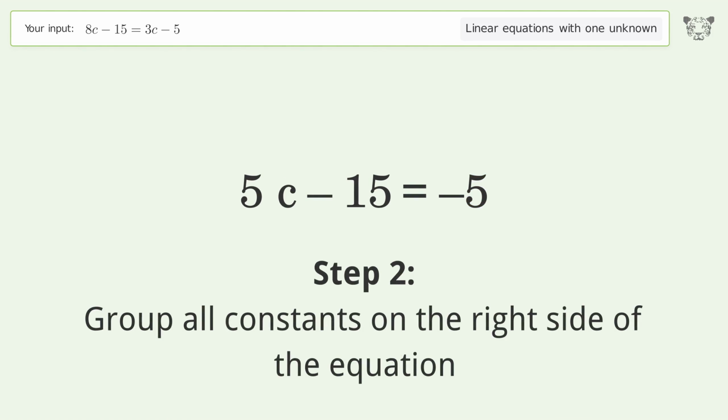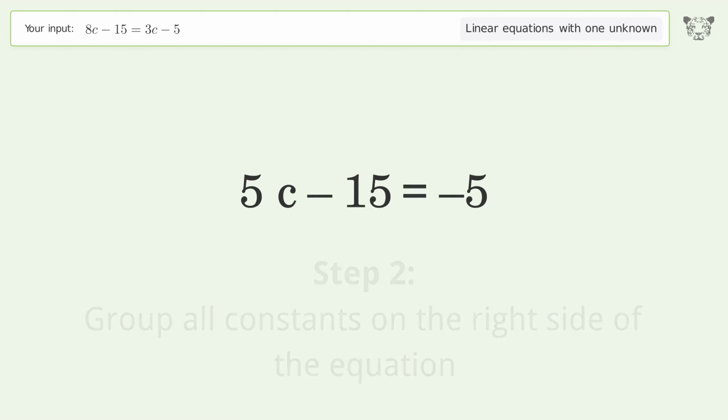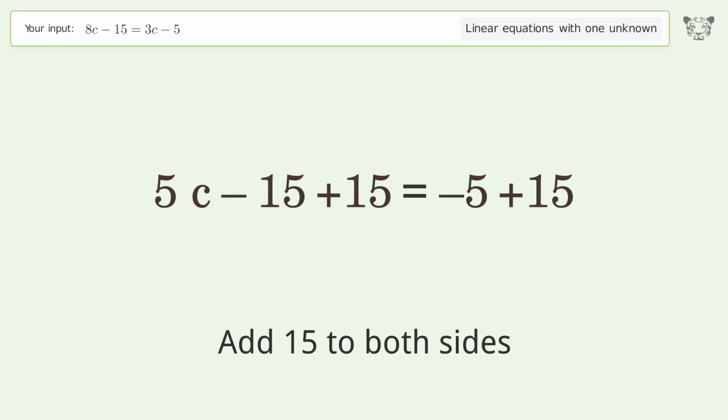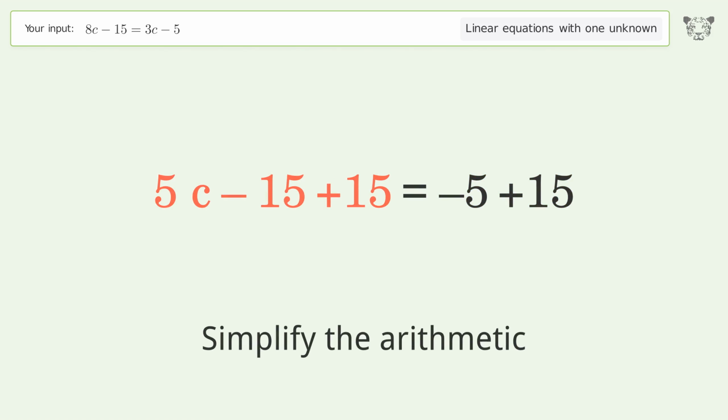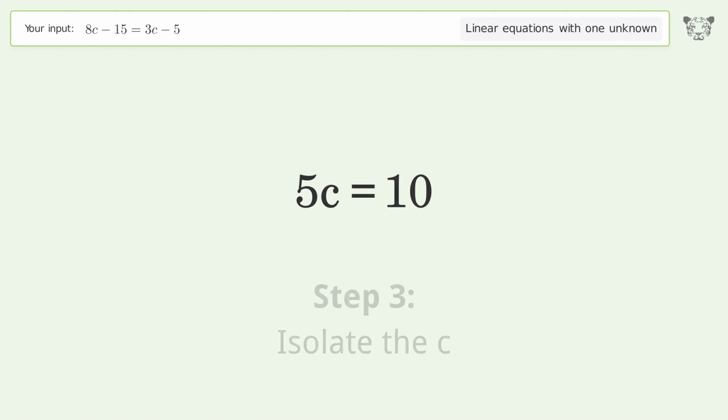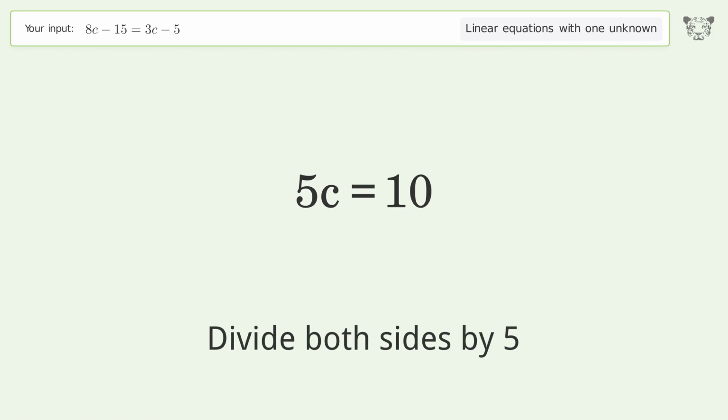Group all constants on the right side of the equation. Add 15 to both sides. Simplify the arithmetic. Isolate the c. Divide both sides by 5.